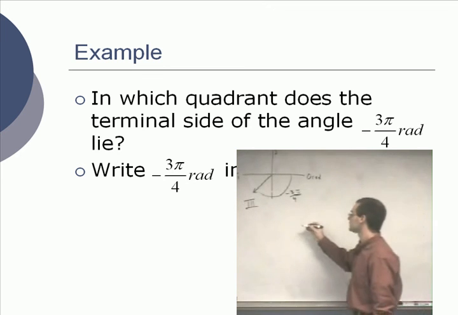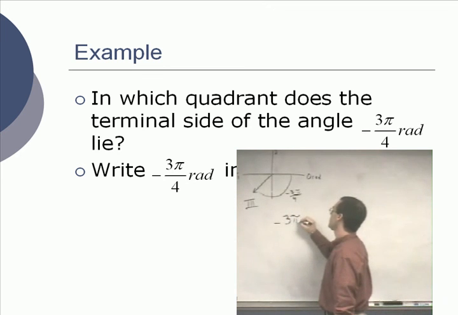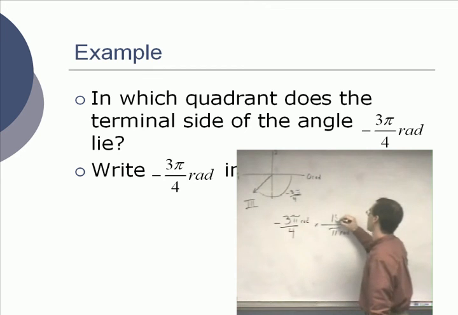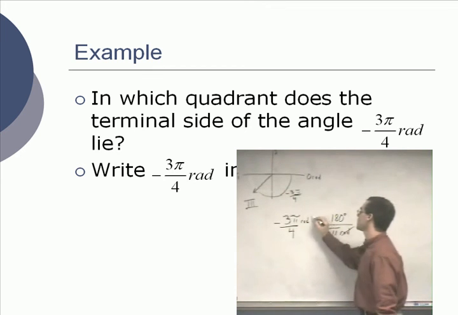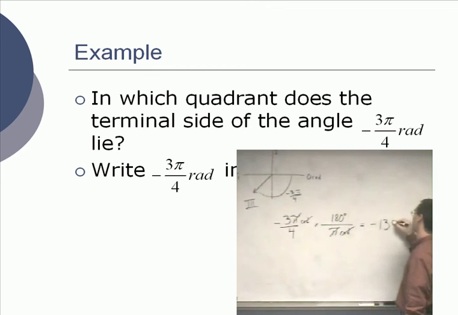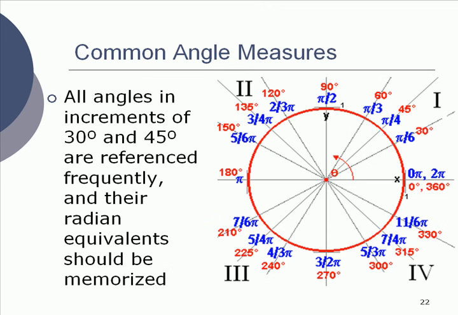Now to convert that over, negative 3 pi over 4 radians times 180 degrees over pi radians. The radians cancel and the pi's cancel, and we have negative 135 degrees. Again, that's definitely in the third quadrant, so we're done. We've done the conversion. But we're going to be using these certain angles so frequently that we'll want to have those switched over and know them by memory.